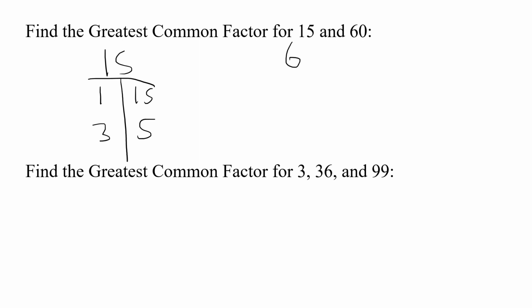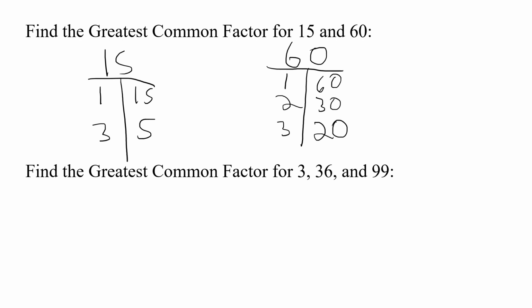Let's look at 60. Stop and think about what factors of 60 may be. Let's begin. 1 times 60 is 60. 2 times 30 is 60. Does 3 go into 60? Well, to figure that out, just do 60 divided by 3, and you get 20. So 3 times 20 is 60. We've also got 4 times 15 is 60. We've got 5 times 12 is 60. We've got 6 times 10 is 60.